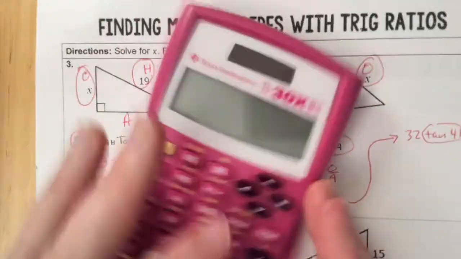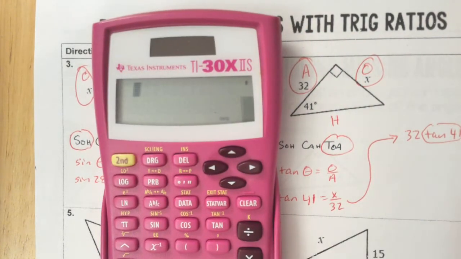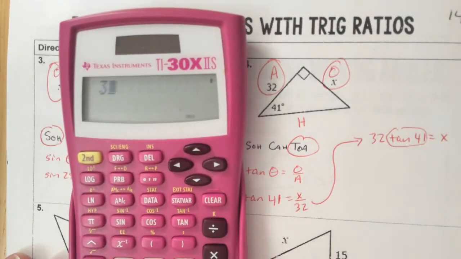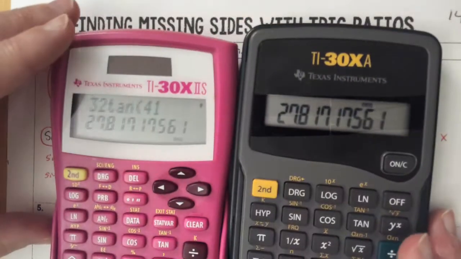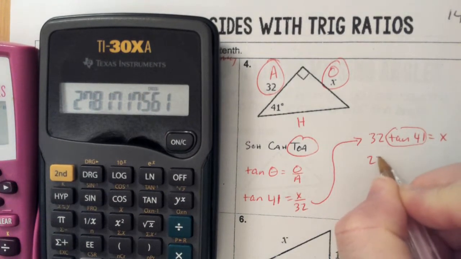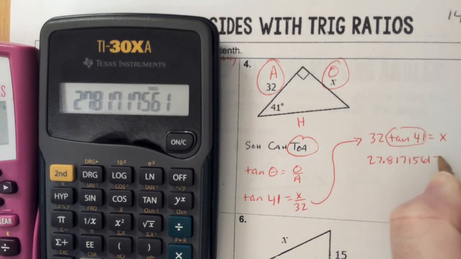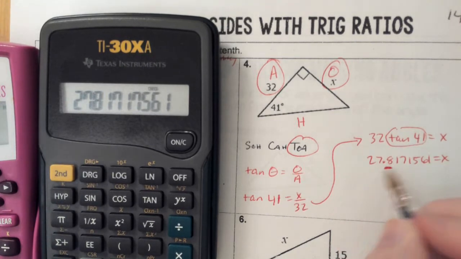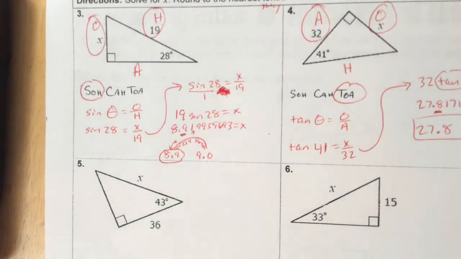And then what about on this calculator? On this calculator is better because you just go straight across, no thinking whatsoever. It's just 32 tan of 41, and you get that. Make sure that you got the same answer. So we have 27.8171561 is equal to X. They said round to the tenth. So are we staying at 27.8 or going up to 27.9? 27.8 is your answer. That's it.